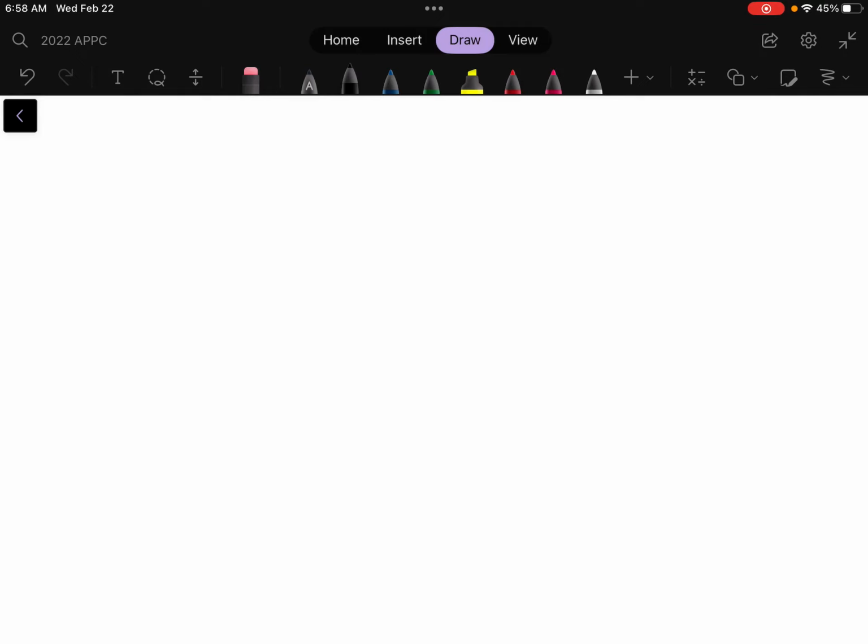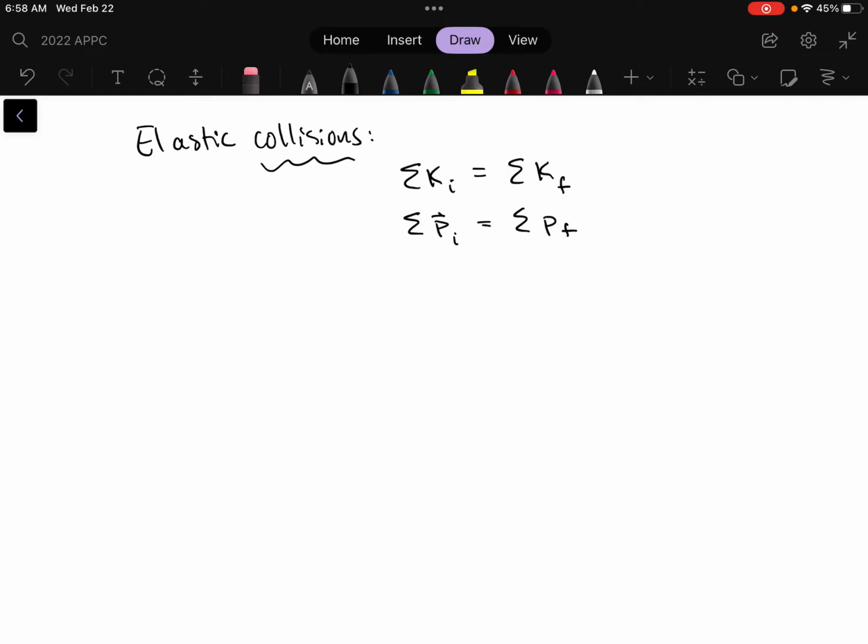Let's take a look at how elastic collisions, the idea that the total kinetic energy initial, or for interactions, not necessarily collisions, has to equal the total kinetic energy after, and how that can link up with the idea of conservation of momentum in order to give us something useful.